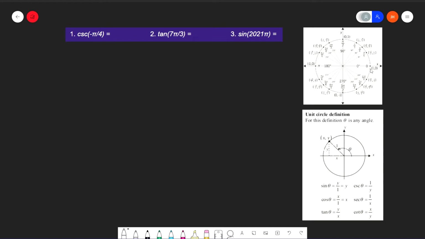So if I was to count by pi over 4s, I would go from 0 to 1 pi over 4, 2 pi over 4, 3 pi over 4, 4 pi over 4, 5 pi over 4, 6 pi over 4, 7 pi over 4, 8 pi over 4. So to go negative pi over 4, I just have to go back 1/4, right? And I'm here. Now cosecant, I see, is 1 over the y-coordinate. My y-coordinate being negative root 2 over 2. So this should be equal to 1 over negative square root 2 over 2.